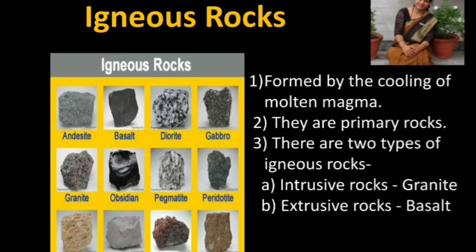But when this molten magma cools down deeply inside the earth's crust, the rock which is formed by this process is known as intrusive igneous rock. This magma cools down very slowly. That is why they form large grains. And the example of intrusive igneous rock is granite.